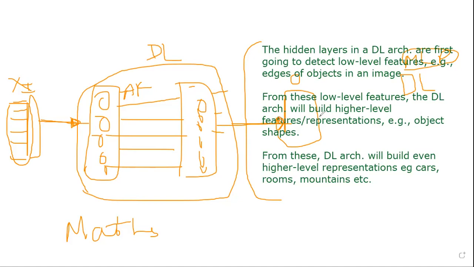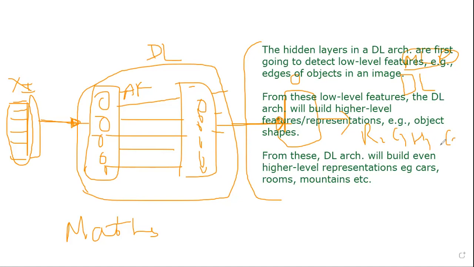And the output layer is able to make a prediction that, okay, this is a room, this is a car, this is a hen, this is a cat, or a dog, whatever. Okay. So it is not possible to acquire minute information about the images.